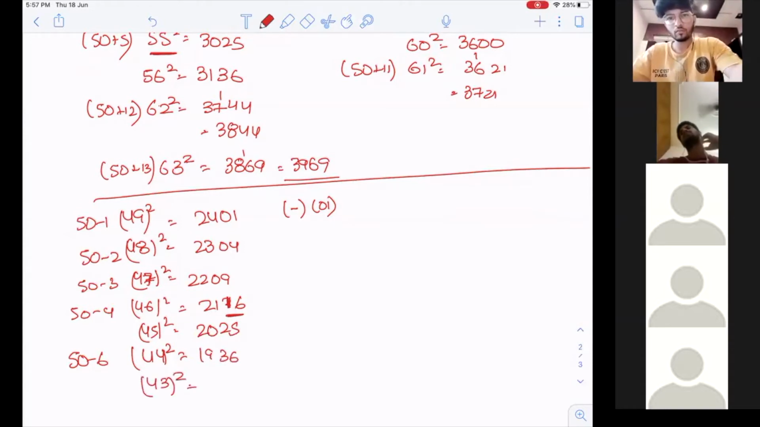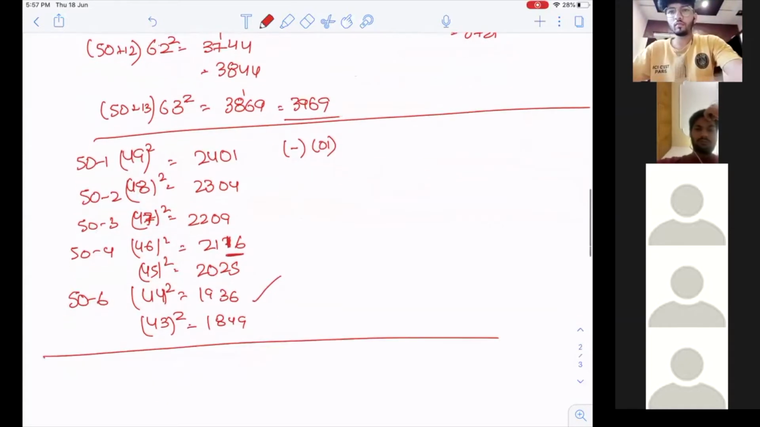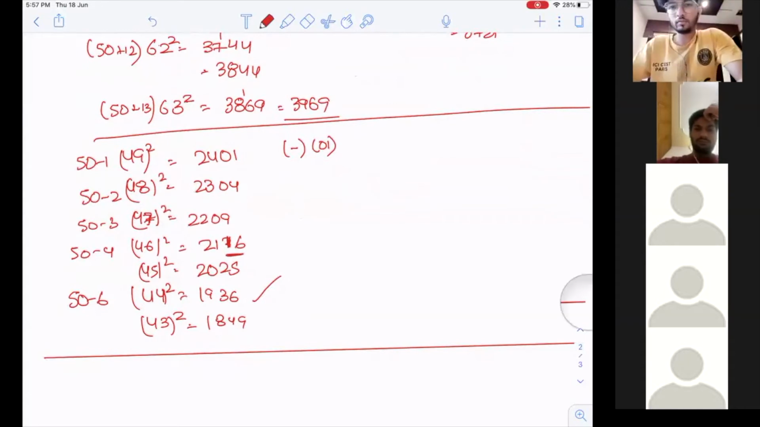43 square. Rishabh. 1849. Correct. So can I move ahead now? Is everybody clear? Okay, absolutely. Now we'll be doing the next one.